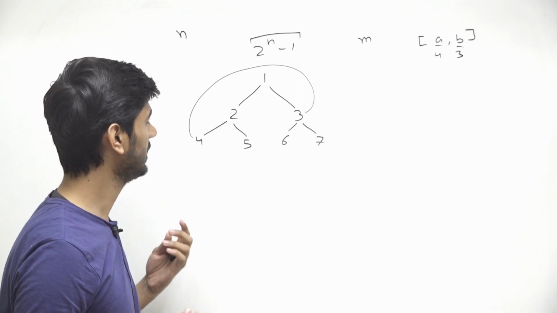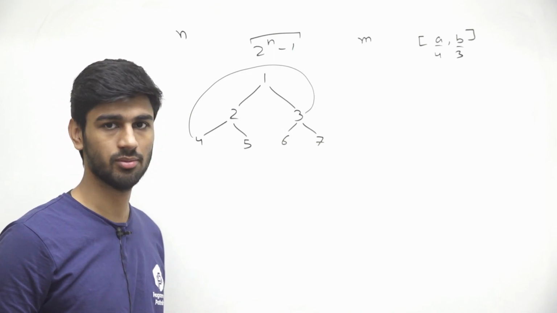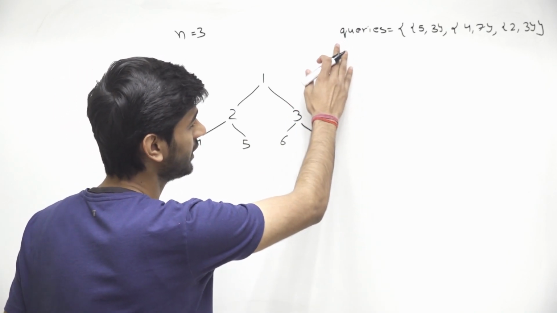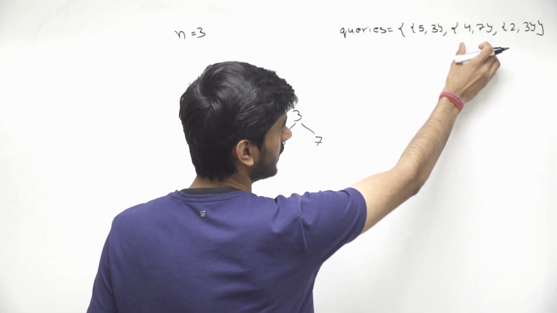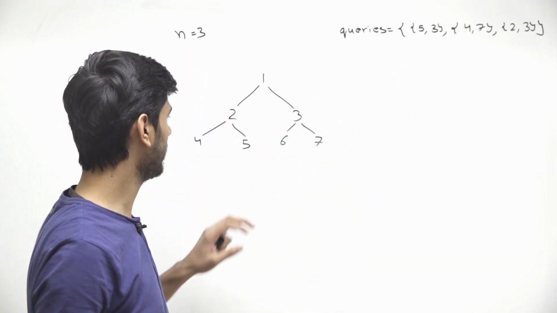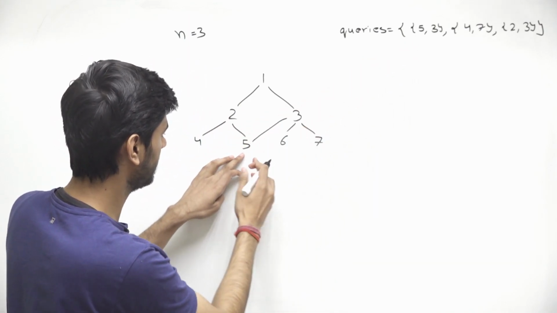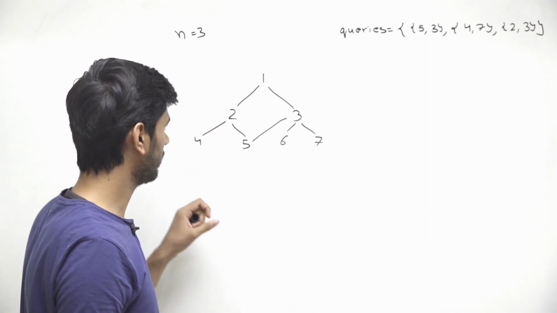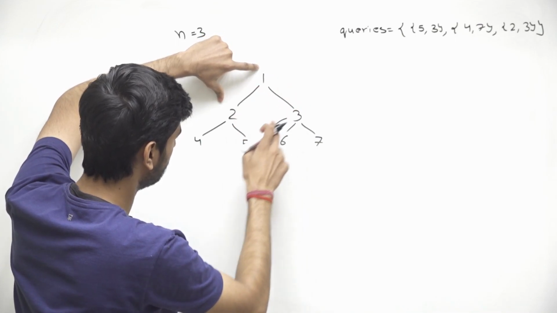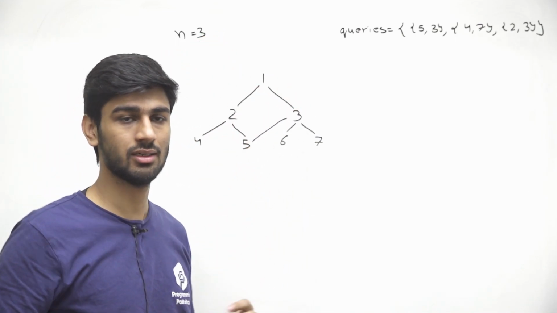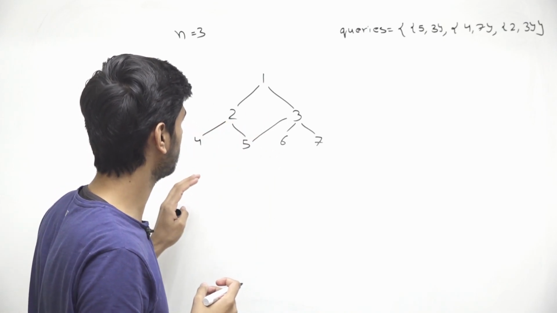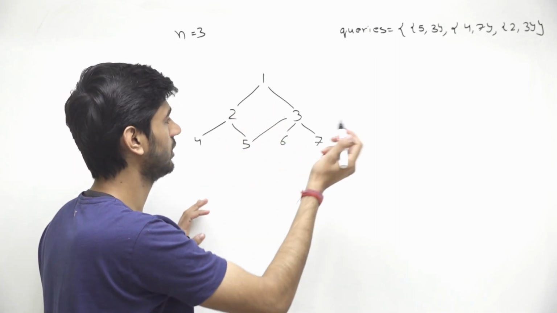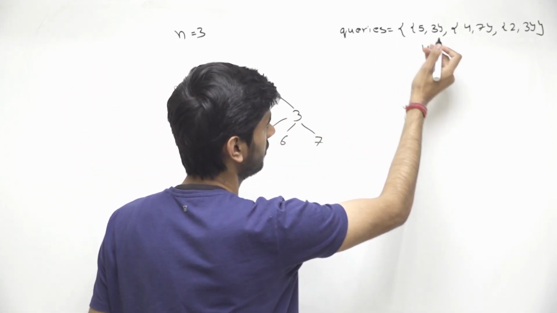Now let's take an example and see how we can approach this problem. Let's take n equals 3, and let's say we are given 3 queries: 5 and 3, 4 and 7, and 2 and 3. For the first query, we have to connect 5 and 3. If we connect these two nodes, we will have a cycle, and we have to find its length. Can we say that the length is 1, 2, 3 and 4? We are assuming the length of a cycle is equal to the number of edges that we visit. For this cycle we are visiting 4 edges, so the length will be 4 for this query.